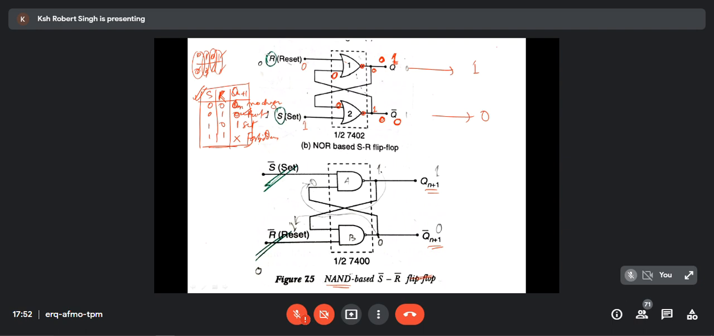So is it stuck to 1, 0? Let's see. This 1 is coming again here, and it becomes 1.